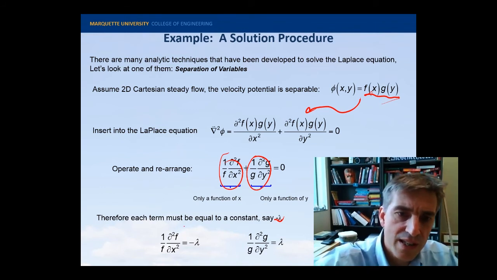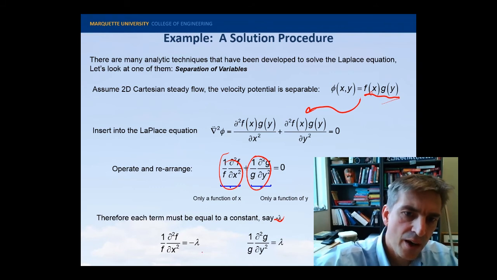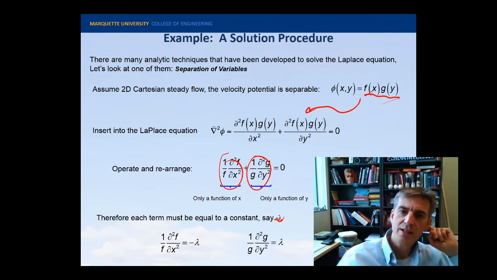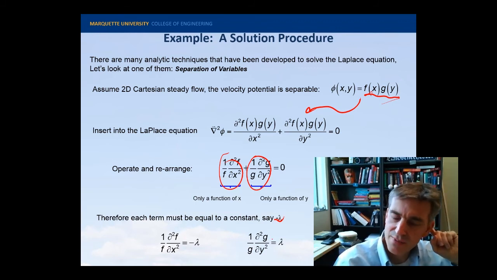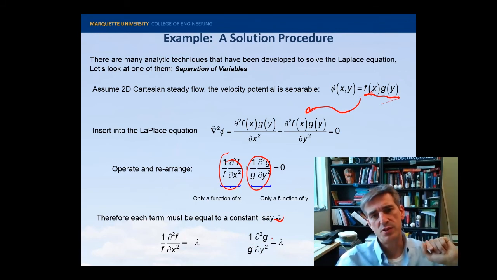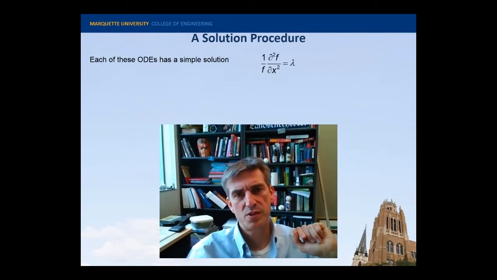So this gives me that 1 over f partial squared f partial x squared is equal to minus lambda, and the g, or the y functionality, is equal to plus lambda. So that you can see they would sum together to 0. And I've successfully separated this equation into its two parts. So we can solve this first equation. It's quite easy to solve.